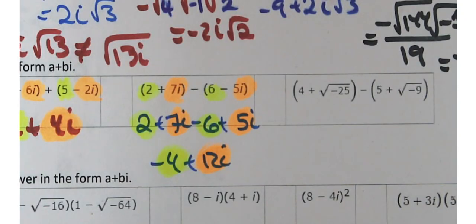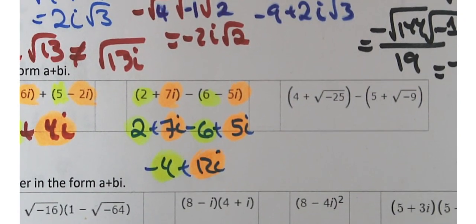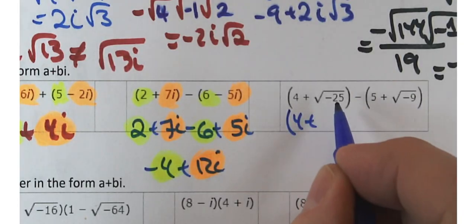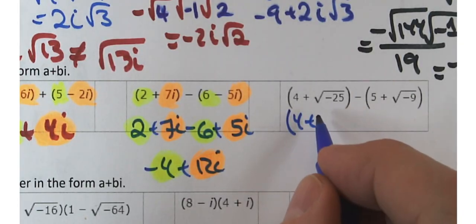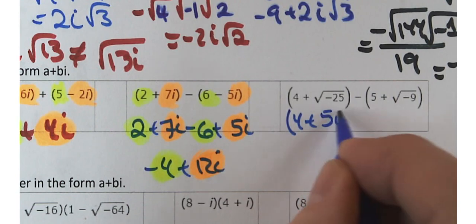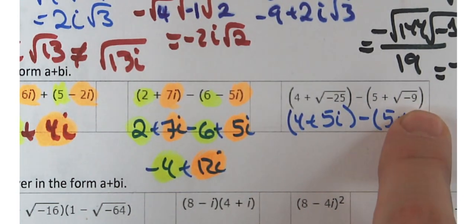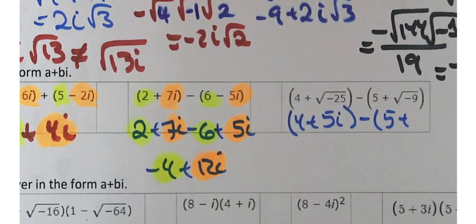Okay, so we're going to do some of this stuff in our head. This is going to be 4 plus square root of 5, we've done a couple times here, right? That's going to be 5i minus 5 plus what? What's the square root of negative 9 going to turn into? 3i.